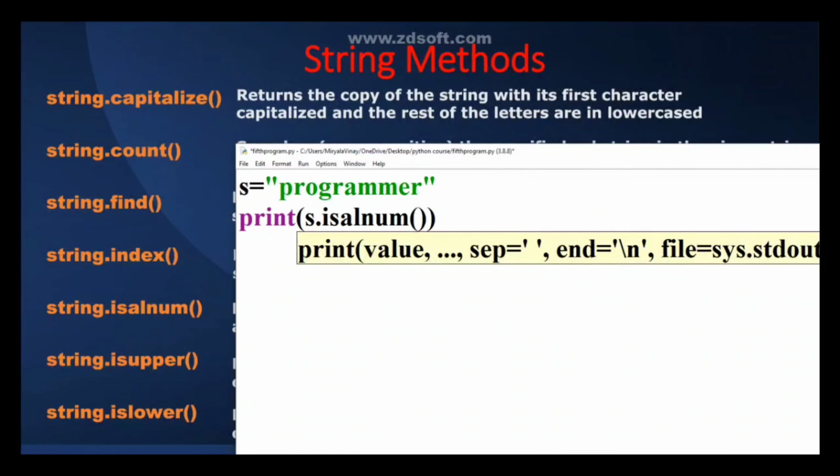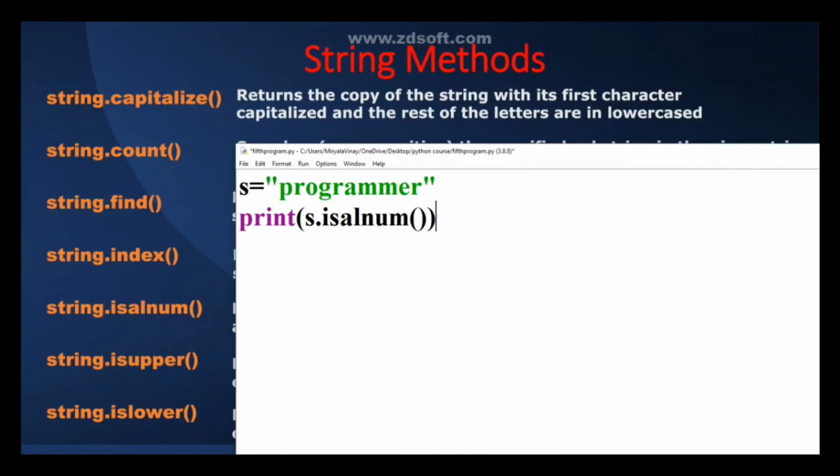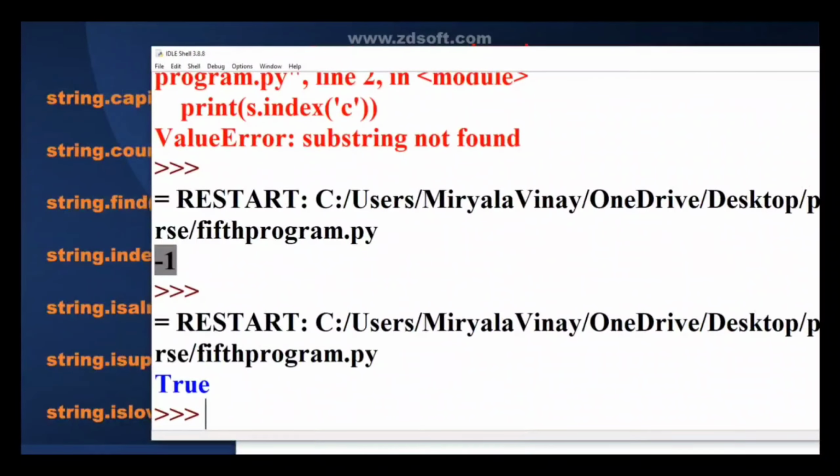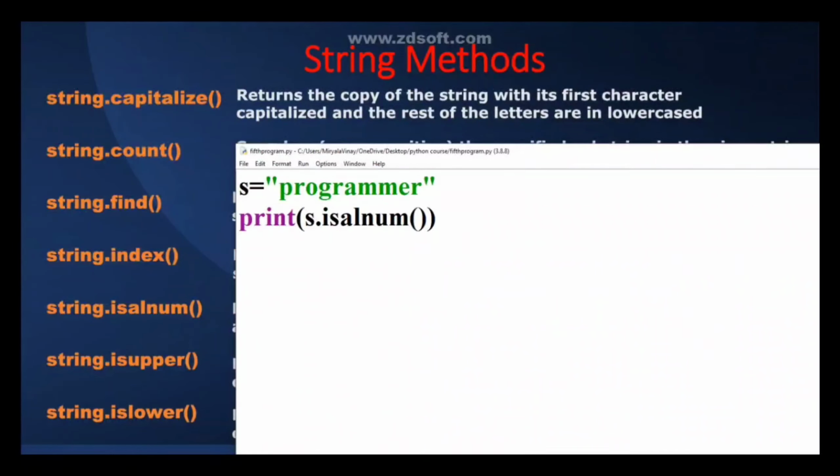isalnum. I am checking whether my string is alphanumeric or not. What do you mean by alphanumeric? It means the string must consist of alphabets, integers, numbers. My string only consists of letters, so it does not consist of numbers. When I run this, you can see the output true. It is telling us that it is true, meaning our string is alphanumeric.